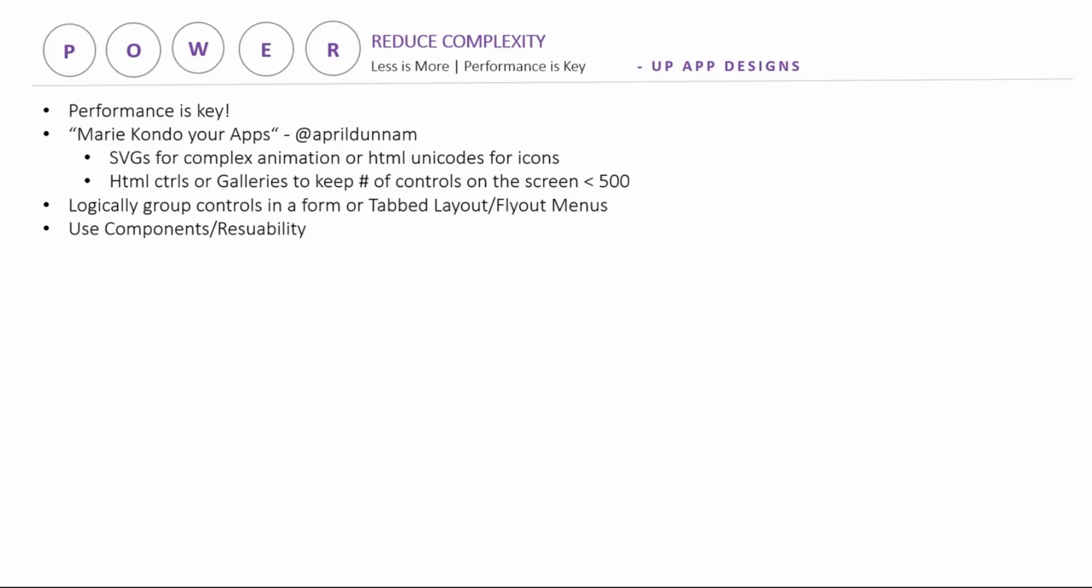Use HTML controls to combine a bunch of controls or data that you would want to display, and also galleries as another workaround if you want to keep your number of controls to less than 500. And another tip is also when you have forms and you have scrolling forms, people can scroll, but it makes it easier for them to engage with the app if you have them logically grouped or you have tab layouts or flyout menus. My last tip is also to use components.